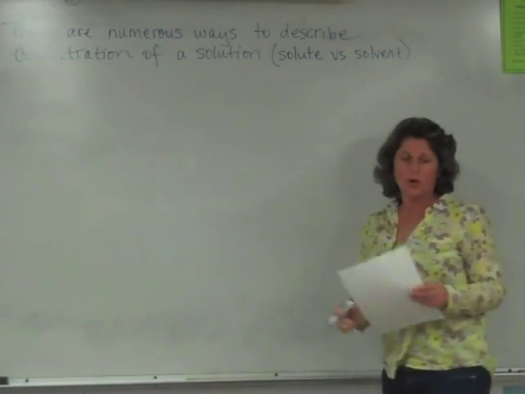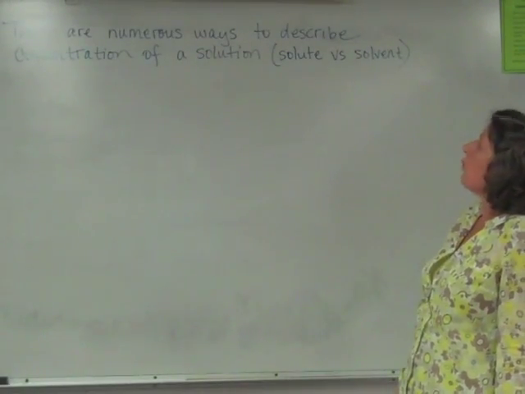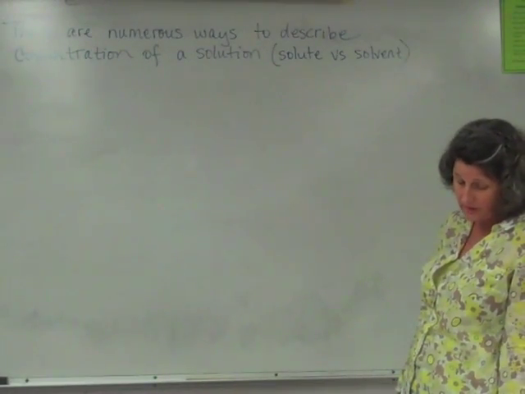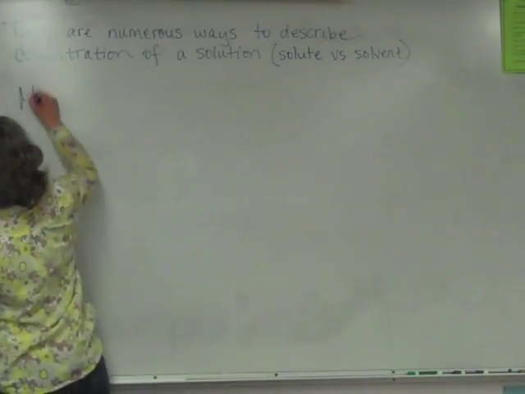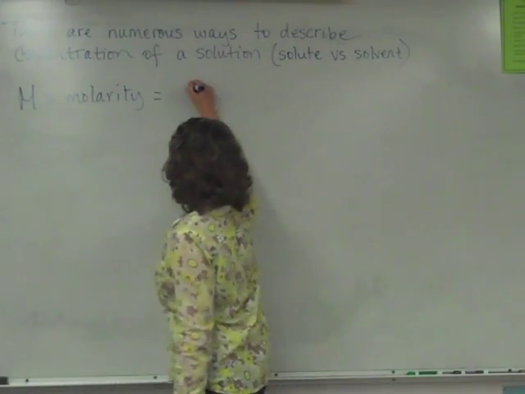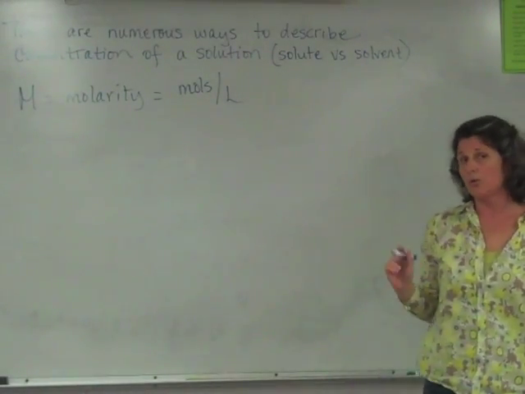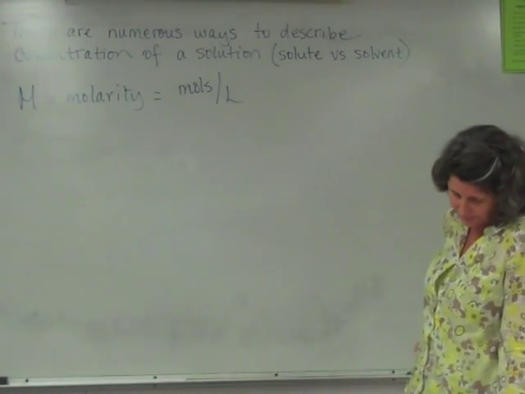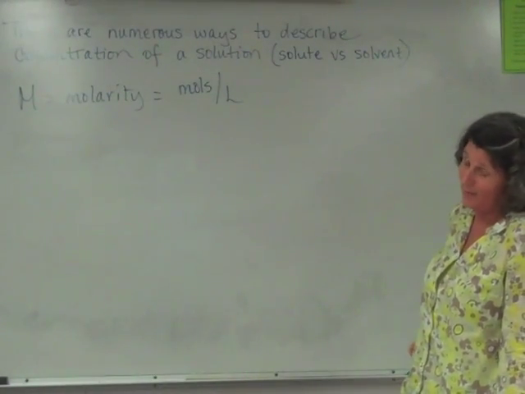We've already talked about one way in depth. What is one way that we can describe the concentration of solute compared to solvent? Well, molarity, right? It's big M. The units for molarity are moles per liter, so moles of solute per liter of solution. But there are other ways. How else?